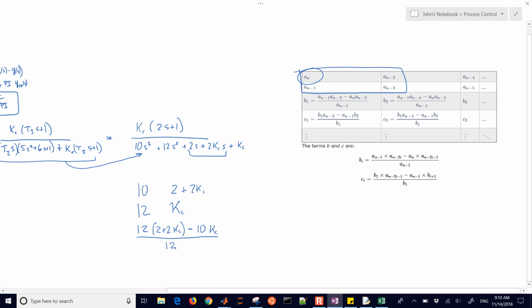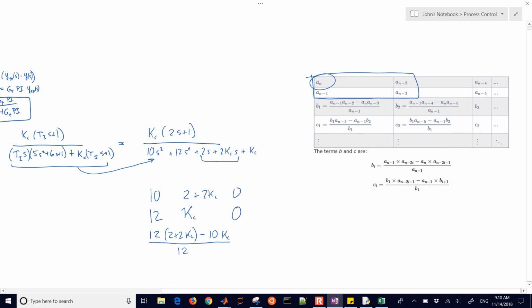Okay, and then to get my B2, that one's just going to be 0 because these on the right of it are 0. If they're not there, it's just going to be 0. So I'm just going to have 0 for B2. And then for C1, let's see, C1 is going to be B1 times a_(n-3). Okay, so that's going to be Kc.